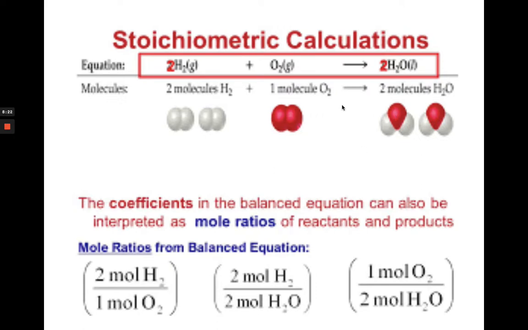So again, here is the formation of water, the synthesis of water, and there are a lot of mole ratios we could use between them. We have 2 moles of H2 for every 1 mole of oxygen, or 2 moles of H2 for every 2 moles of water, or 1 mole of oxygen for every 2 moles of water. These are our mole ratios, just like we had cheese and cracker ratios in the previous example.